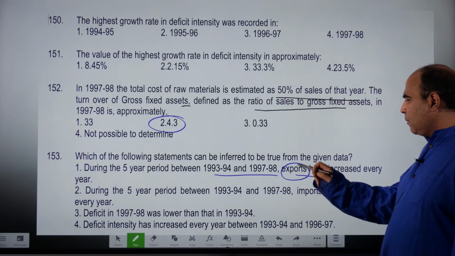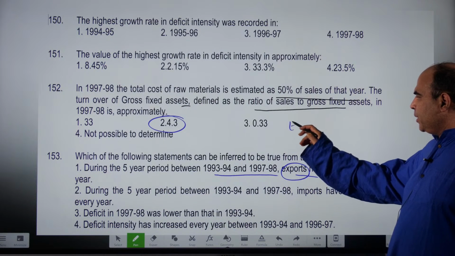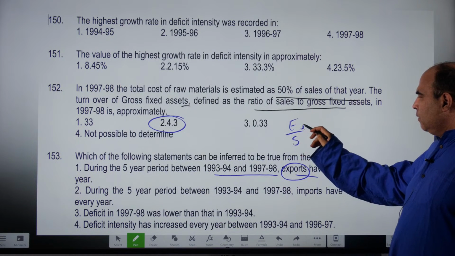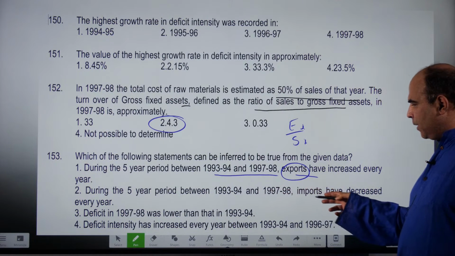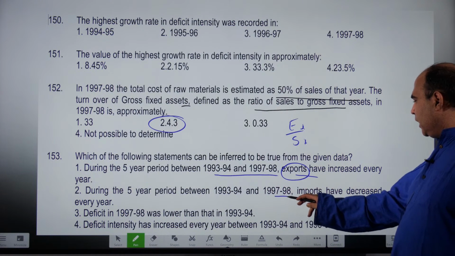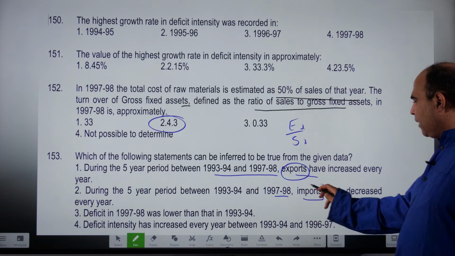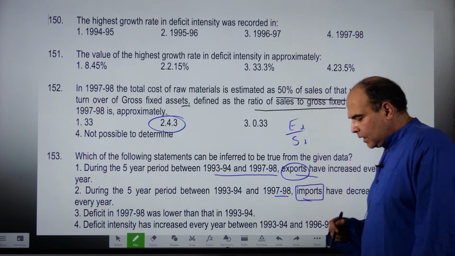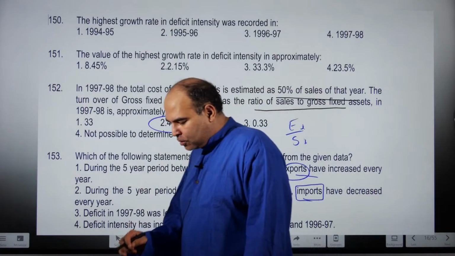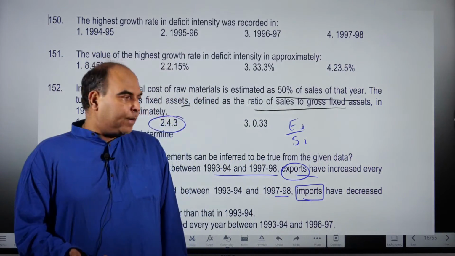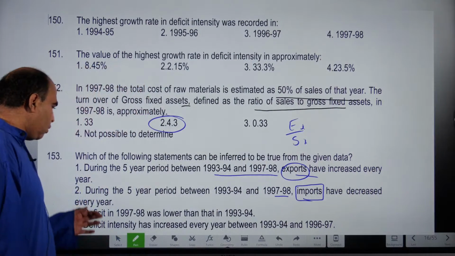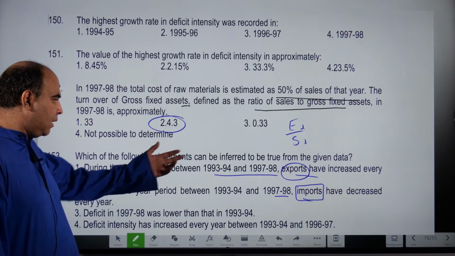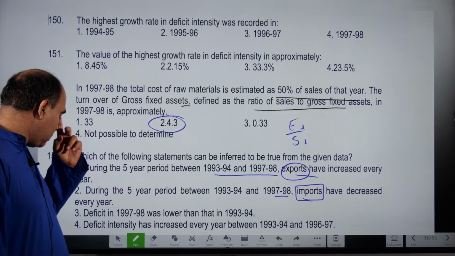स्पेसिफिक वेरिएबल एक्सपोर्ट्स के बारे में कुछ नहीं निकाल सकते बिकॉज तुमको इन्फॉर्मेशन दिया हुआ है एक्सपोर्ट अपॉन सेल्स का फॉर एवरी ईयर, सो यू कैन टेक दिस आउट. Second question, during the 5-year period between 93-94 to 97-98, imports have decreased every year. The moment you look at this, that they are asking about the absolute variable imports, you know that you are given import intensity just like that, so you can't answer this question, or you can't infer this. So options 1 and 2 are gone.